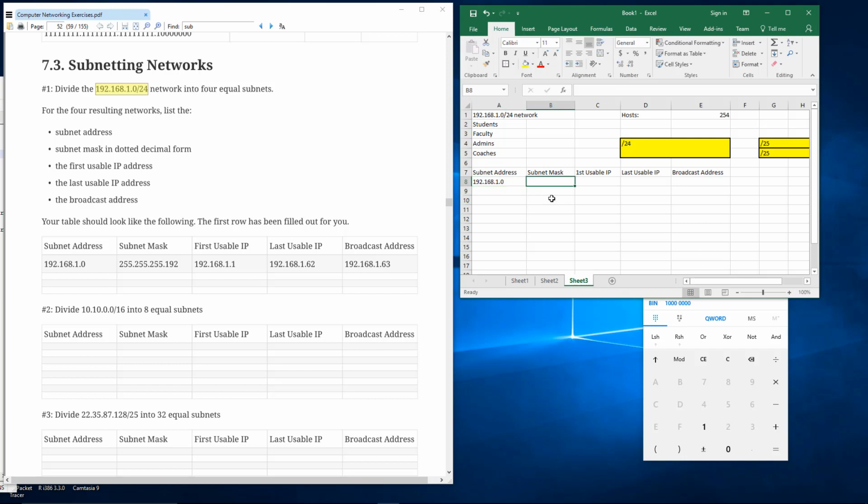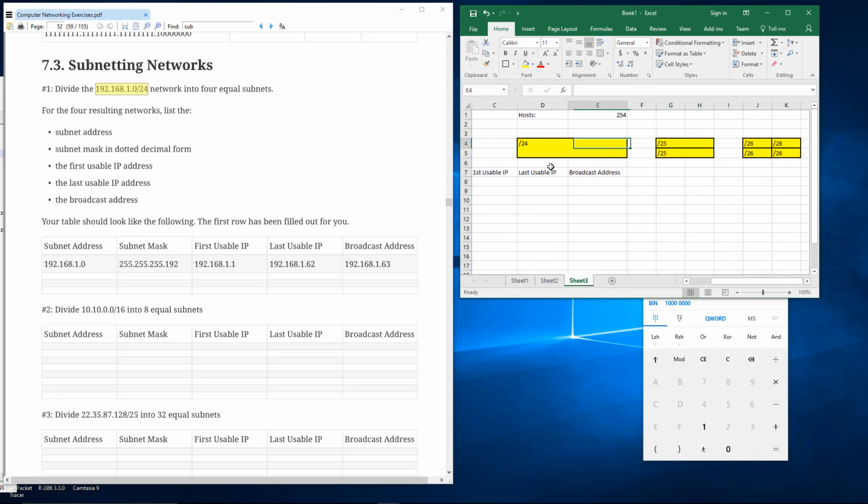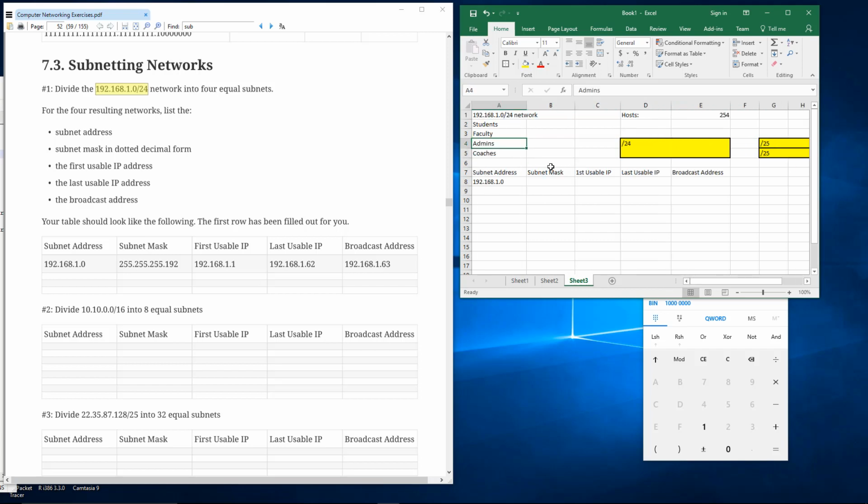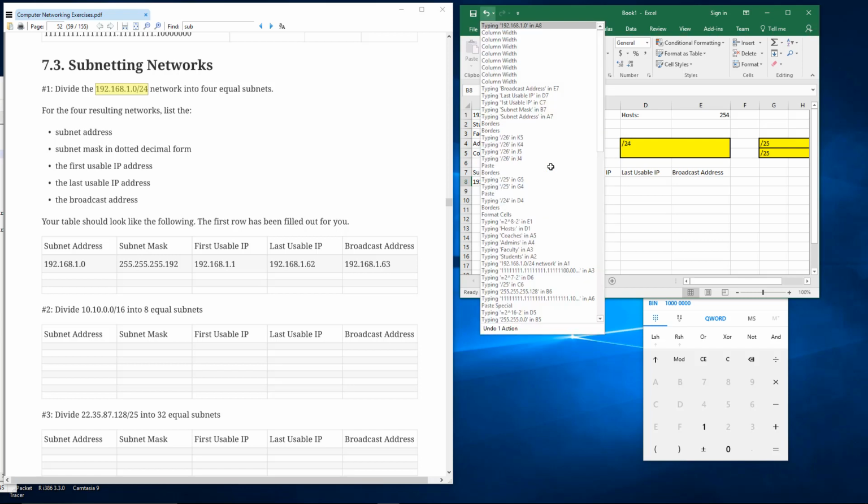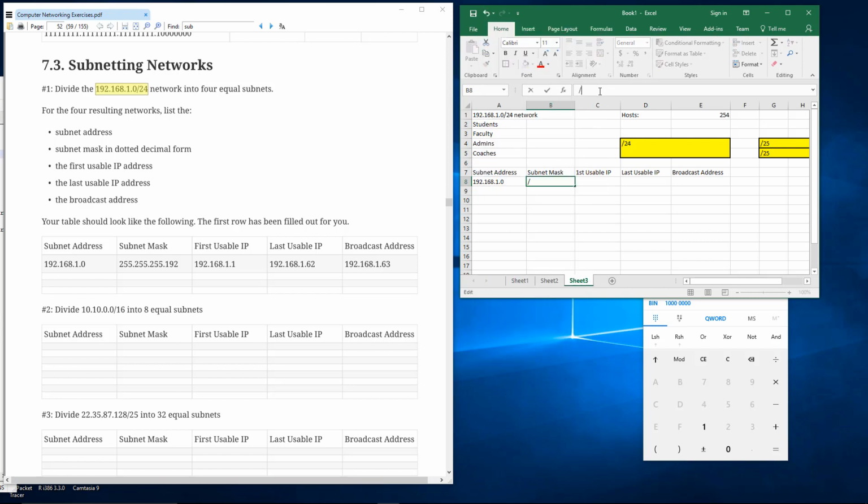Now, what subnet mask are we using? We wanted to take this /24 network and divide it into 4. So instead of using the /24 subnet mask, we are now going to use /26. Oh, sorry, mistake there, /26. This is the new subnet mask that we're going to use.